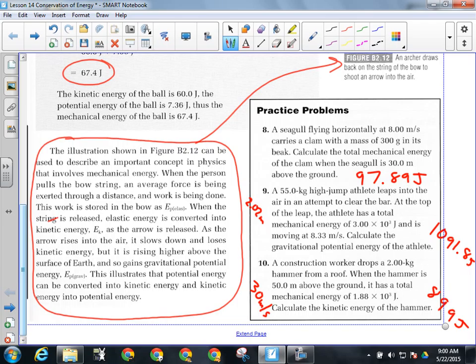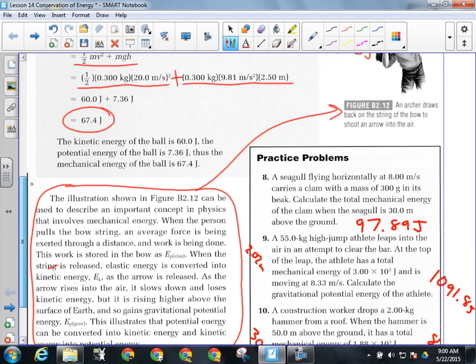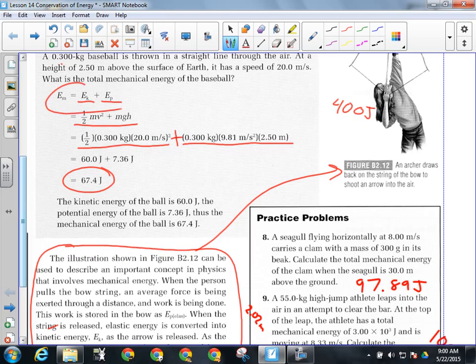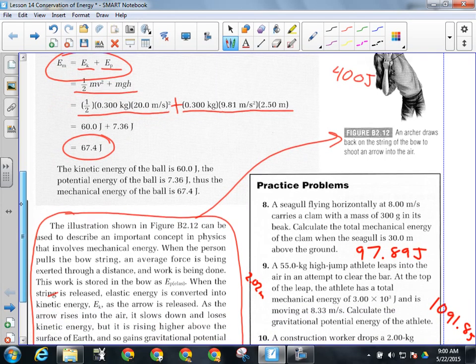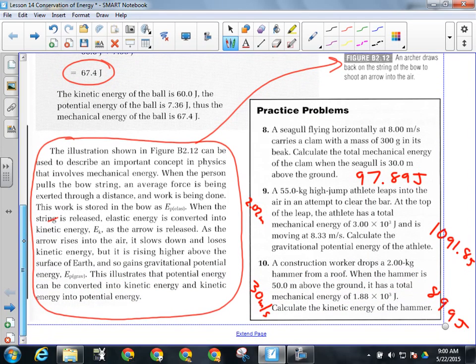All right, I want you guys to try 8, 9, and 10 here. You can check the answers to those. The answers are on here, so you'll know if you did them right or not. All you're doing is using this formula here. Now, it might ask you to manipulate it a little bit. It might tell you the total mechanical energy and then ask you to find the kinetic, or something like that, but it's just a matter of subtracting one over to the other side. All right, so I'll give you a couple minutes and then we'll go over 8 together.